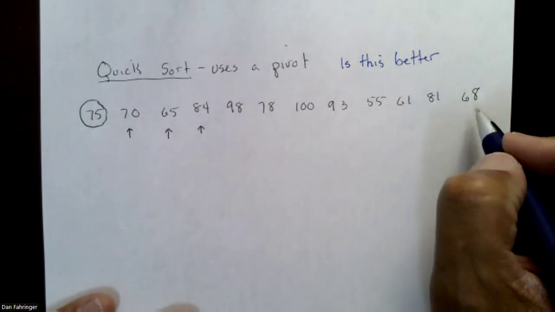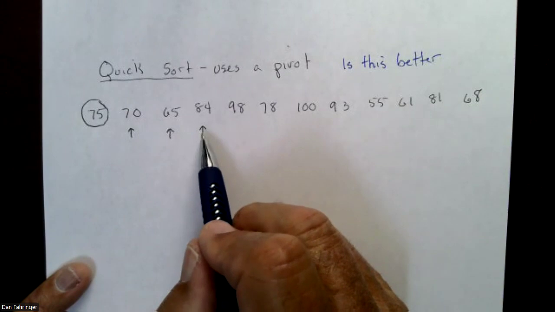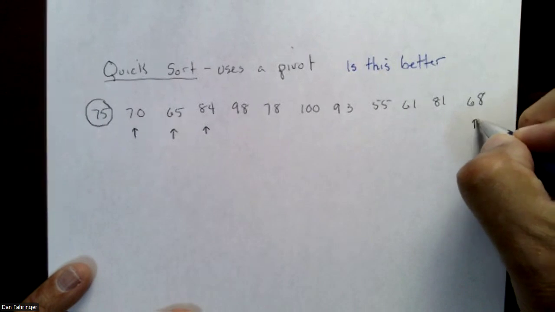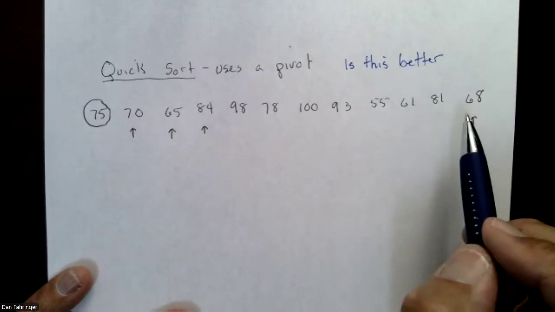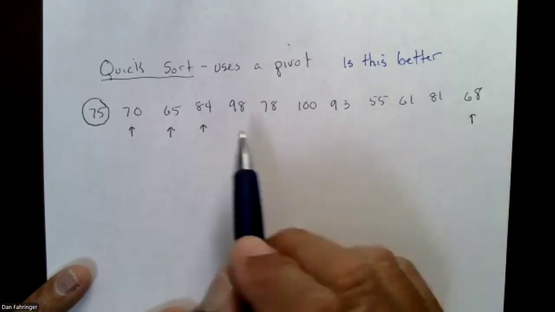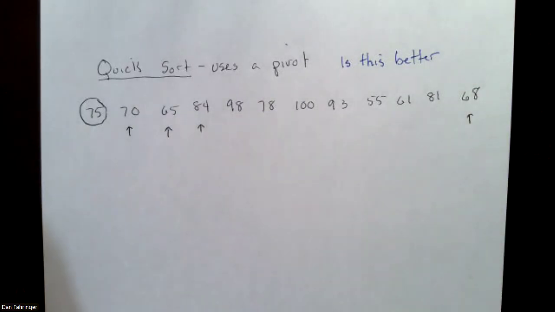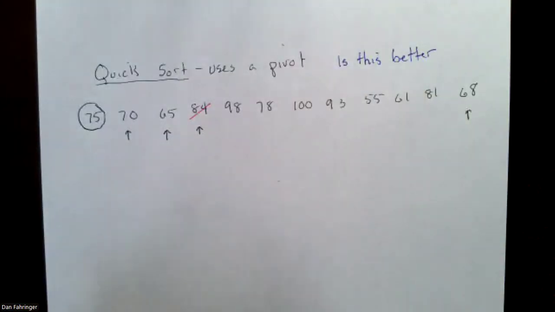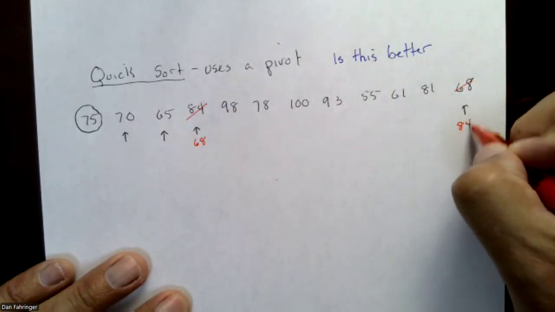Now I'm going to start at the end and work my way to the left. Here we were looking for numbers less than, and if they were less than, they stayed. Now we're looking for numbers that are greater than, and if they're greater than, they stay. First number I look at is 68, and it's not greater than. So I stopped at 84. My condition now says swap. So this guy becomes 68 now, and this guy becomes 84.